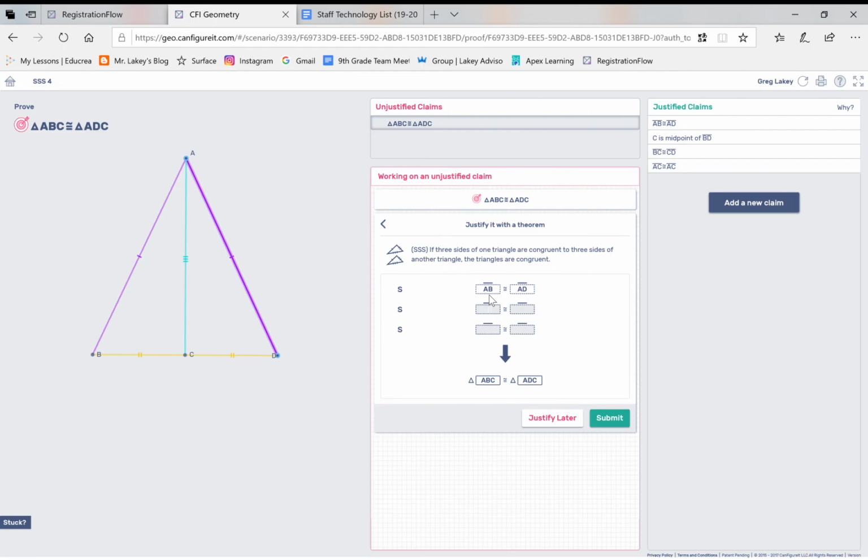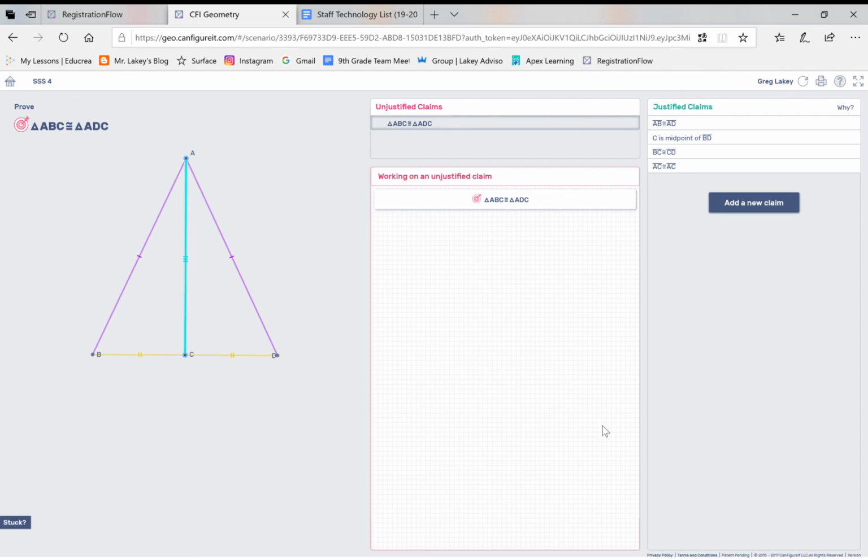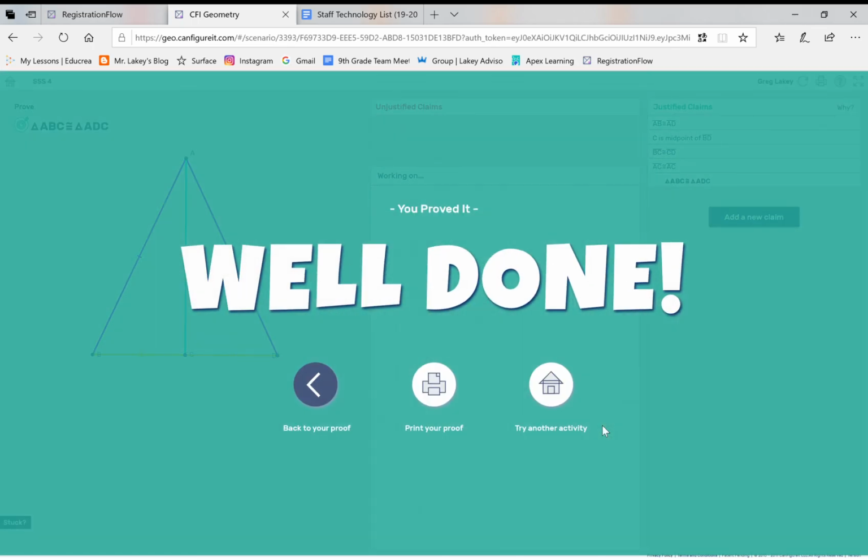Which one represents triangle ABC? BC. So what's the other one? CD. And now the third hash mark, that's the same for both. So AC, AC. Submit it. Then there we go. We've proven it by side, side, side.